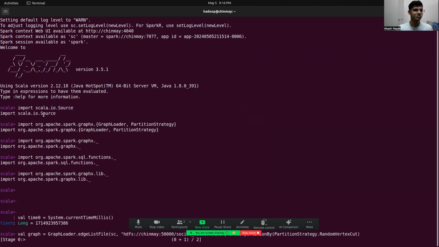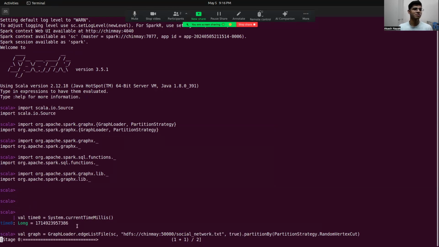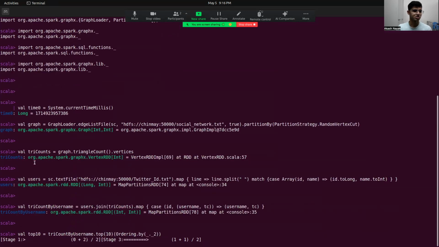So here we are importing the packages that were required to calculate the triangle count. This is the initial time of start. We are also calculating the time taken by the algorithm to run. So here our graph is getting loaded. You can see this is the triangle count object of the Spark GraphX, which we are using to calculate the number of triangles. We are also importing the Twitter ID.txt, which has the IDs of the users from HDFS.